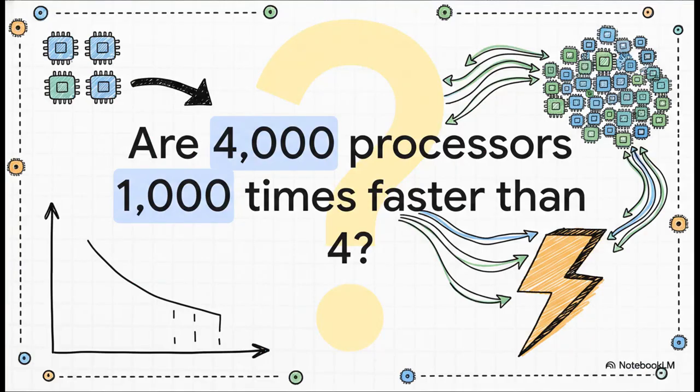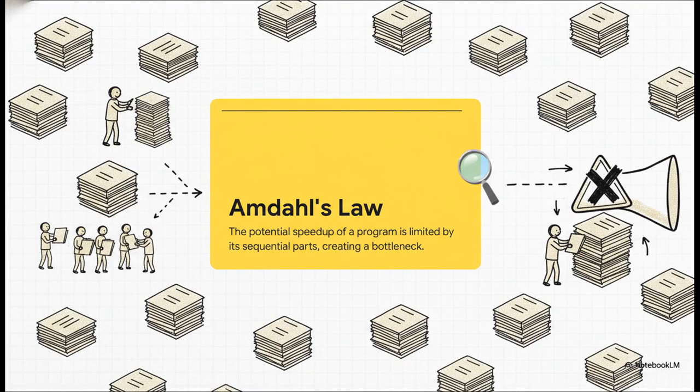I mean, it seems logical, doesn't it? If 4 processors make things way faster, then shouldn't 4,000 processors make it 1,000 times faster? It makes sense. But the surprising and kind of weird answer is nope, it doesn't work that way. And the reason why has to do with something called Amdahl's law. It sounds complicated, but the idea is actually simple.